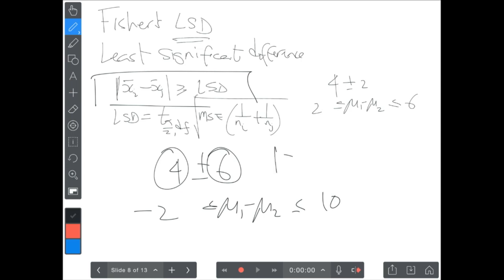So that's essentially what we are looking at here. It doesn't matter if you take a negative or positive difference, x bar i minus x bar j, that point estimate must be greater than the margin of error, which we call LSD. And that's how we compute the LSD. So let's test the difference between mu1 and mu3, whether or not those two means differ.